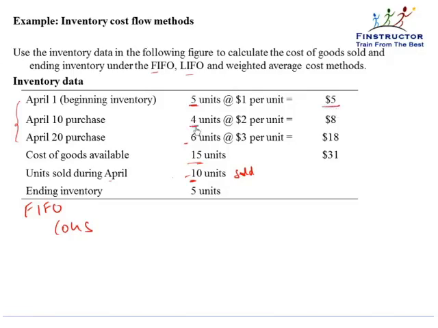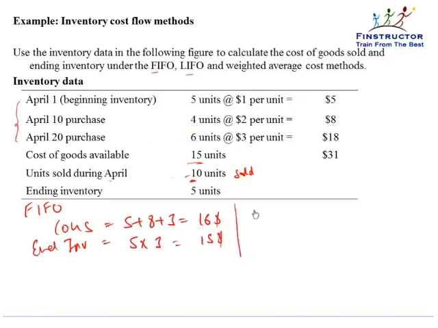4 of these units bought at $2, or a total of $8, and 1 out of these 6 units, which was bought at $3 per unit. So the total cost of goods sold would be 5 plus 8 plus 3, that is $16. The ending inventory consists of 5 units, and all these 5 units were purchased at $3 per unit, giving us an ending inventory number of $15.